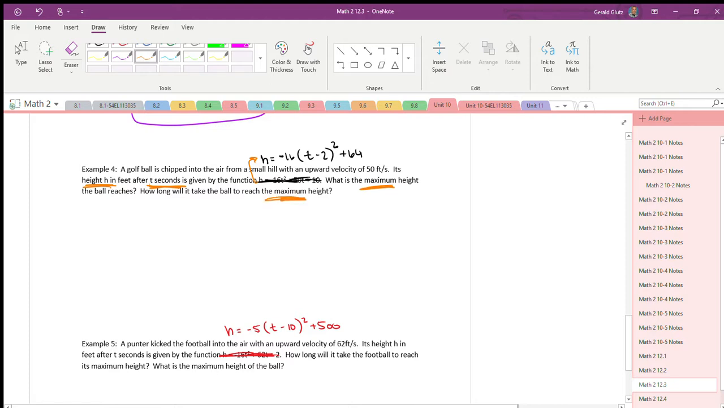So the reason I'm emphasizing maximum, because when we are looking at a parabola, where do you find the maximum? At the vertex. So to find the answer to these questions, when they say the word maximum or minimum or highest point or lowest point or most or least, it's always talking about the vertex. So you're going to find the vertex and you'll have your answer. So if I find the vertex, which in this case is going to be 2, 64.